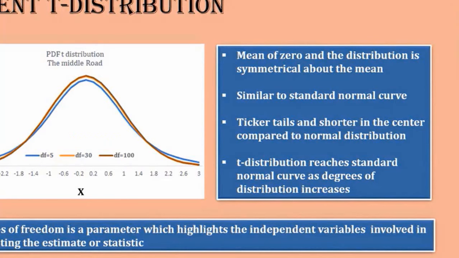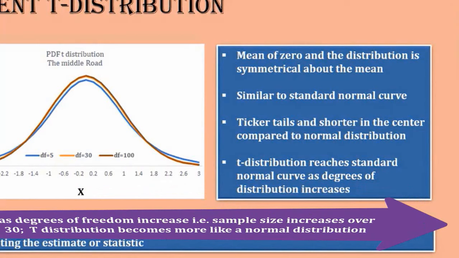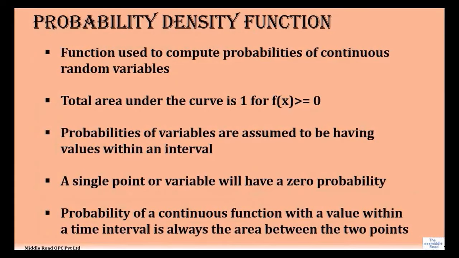Degrees of freedom is something very unique. For different degrees of freedom, you'll have a different curve. And as the degrees of freedom increase, the T-distribution becomes very similar to normal distribution. Generally, the rule of thumb is over 30. T-distribution can go to infinite degrees of freedom, and specifically when it's over 30, it is very similar to normal distribution. Degrees of freedom is something which I'll take as a separate topic. It is a parameter which highlights the independent variables involved in calculating the estimate or statistic.